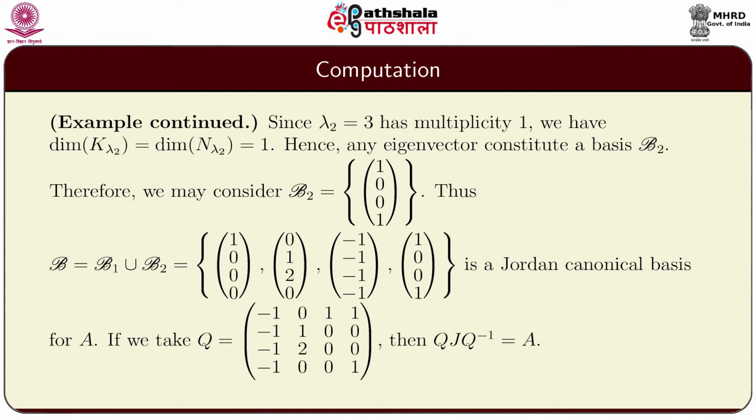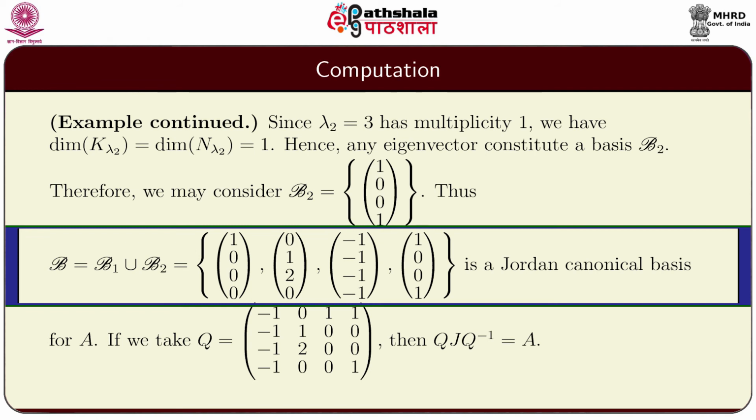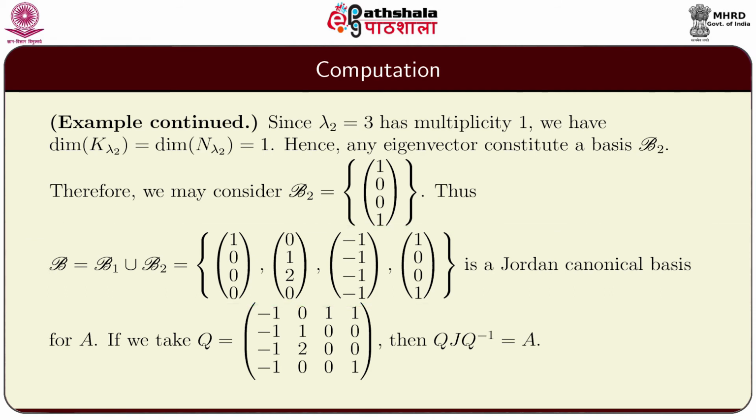Now, we have B, which is the union of those two bases for the generalized eigenspaces, and we have 4 vectors: (1, 0, 0, 0), (0, 1, 2, 0), (-1, -1, -1, -1) and (1, 0, 0, 1), and this is the Jordan canonical basis for A. And if we want to write the basis change matrix, then that would be Q, where the columns are precisely filled with those vectors appearing in the basis. Therefore, QJQ inverse is A.